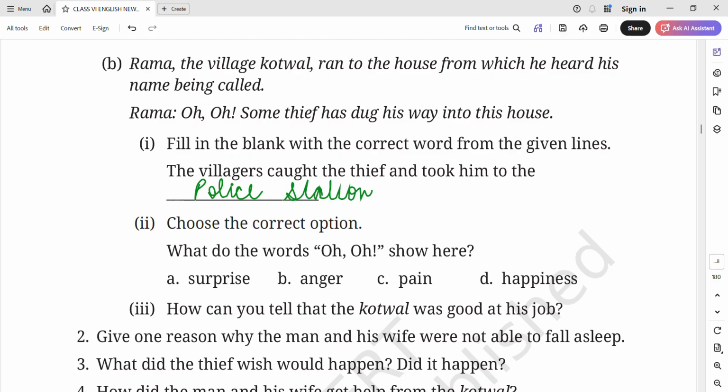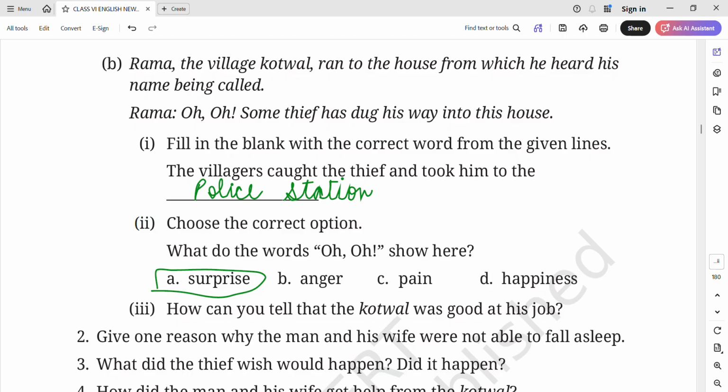Coming to the second answer now. Choose the correct option. What do the words "oh" show here? So what is it showing? It is showing here the surprise. It is showing us surprise. Okay, coming to the next.